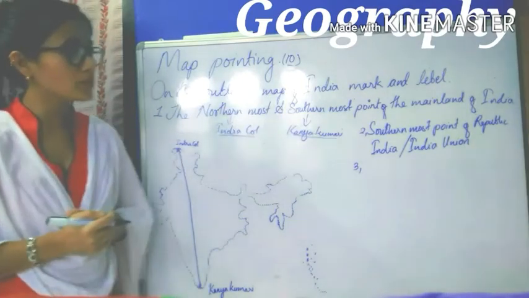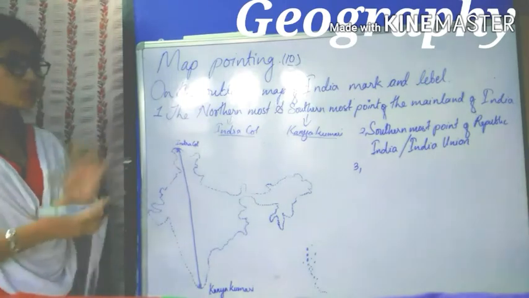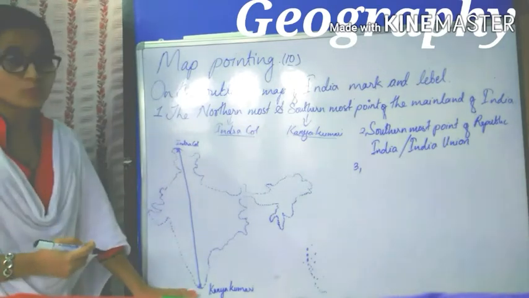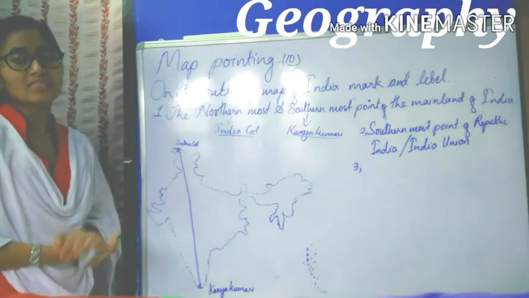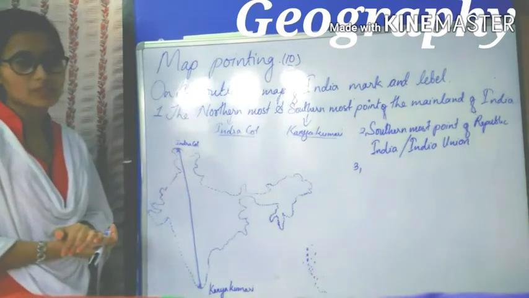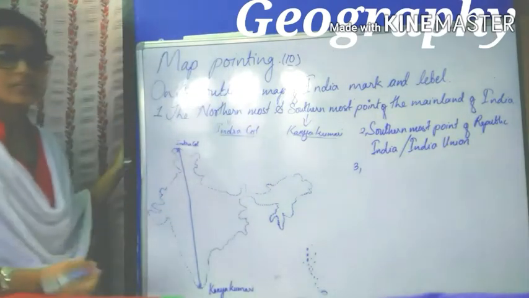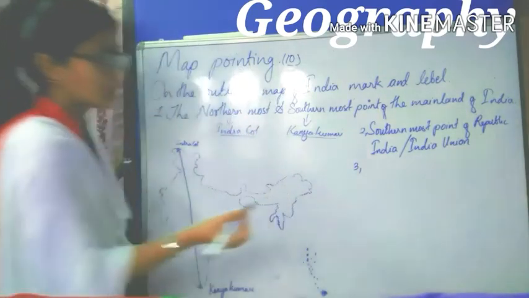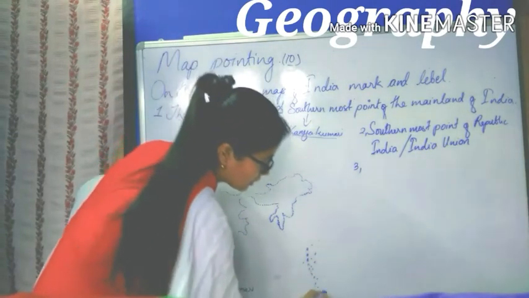The southernmost point of the Republic of India or India Union. One more southernmost point we have lies away from the mainland of India. The previous one is the southernmost point of India that lies in the mainland. Now, the southernmost point that lies away from the mainland, or we can also say the southernmost point of the Republic of India or India Union, is Indira Point, which lies in the Andaman and Nicobar Islands.